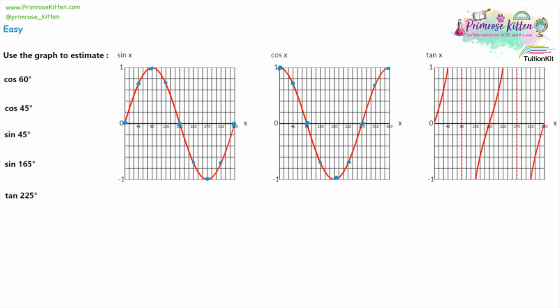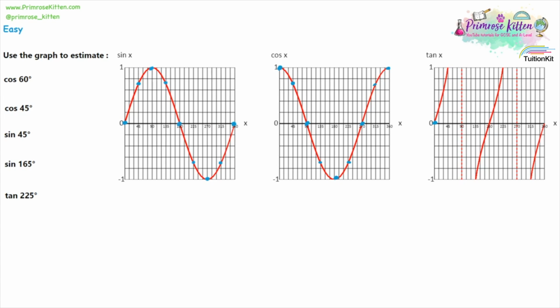Now, the tan graph is a little bit trickier. So you need to remember that tan 0 is 0, but then tan 90 doesn't have a value. And that's because the graph doesn't actually hit tan 90. It's going to get closer and closer to 1, but it's never actually going to hit 1.